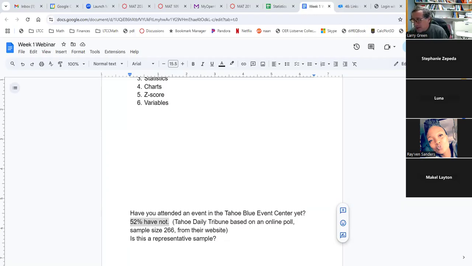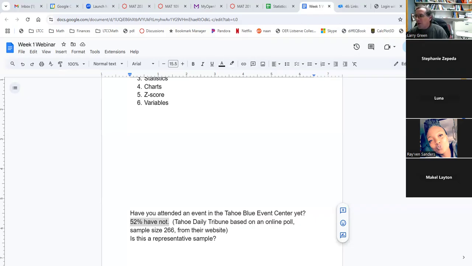One of the problems is that we call this convenience sampling, which means whoever just wants to do it does it. Whatever's easiest, you grab someone to do it, you're going to let them do it. And there are lots of problems with that. Maybe the person who tends to answer a question like that is a person who doesn't go to events. Who knows? But the problem is we don't know. This could have a lot of bias involved in it.